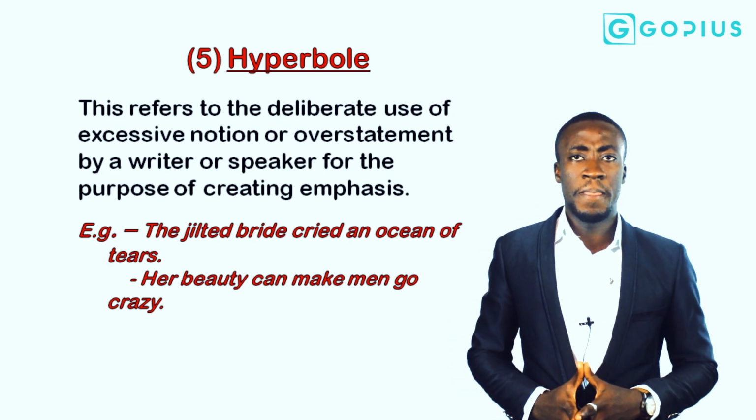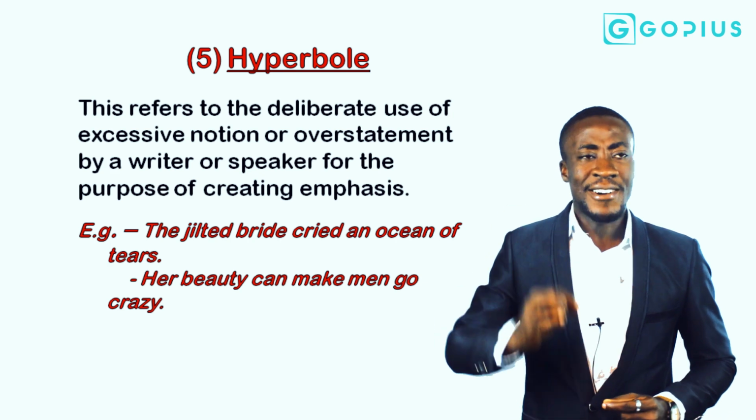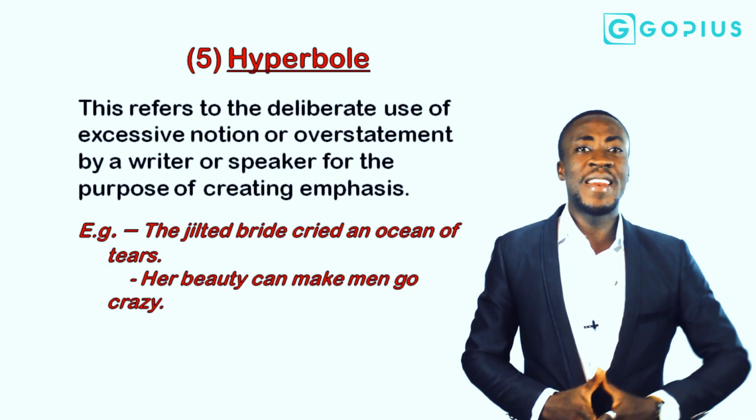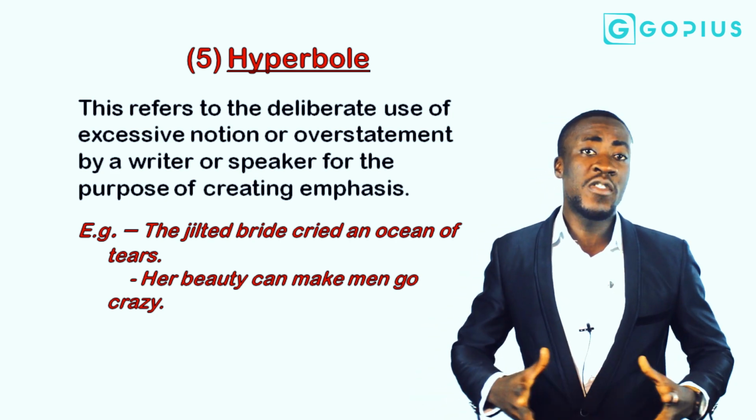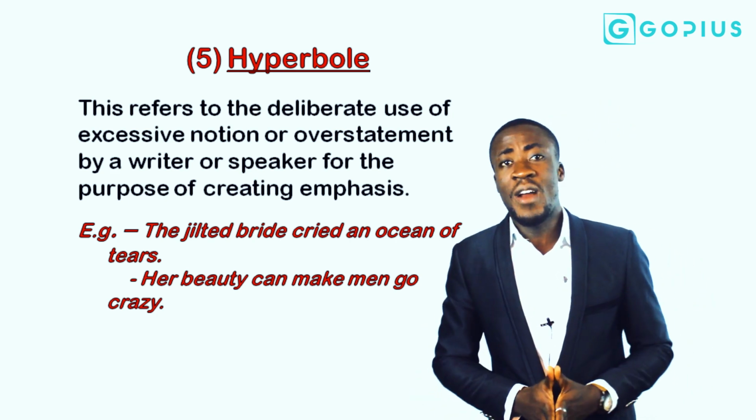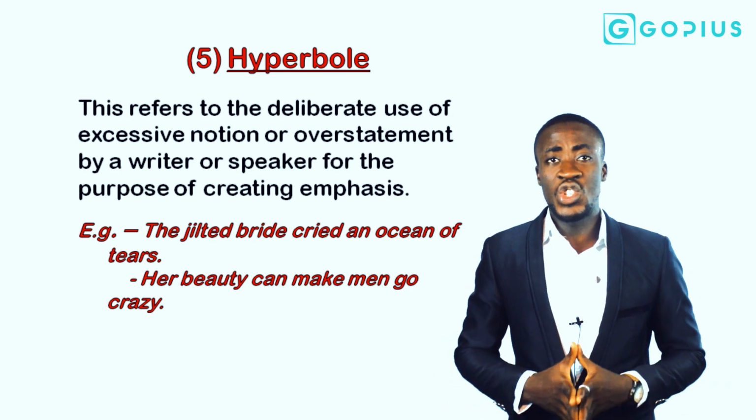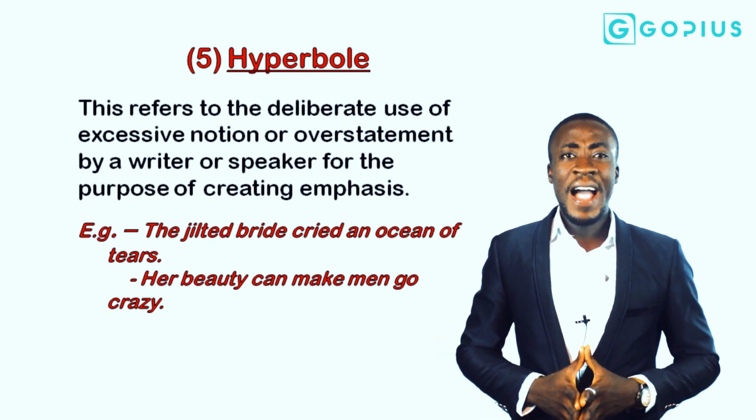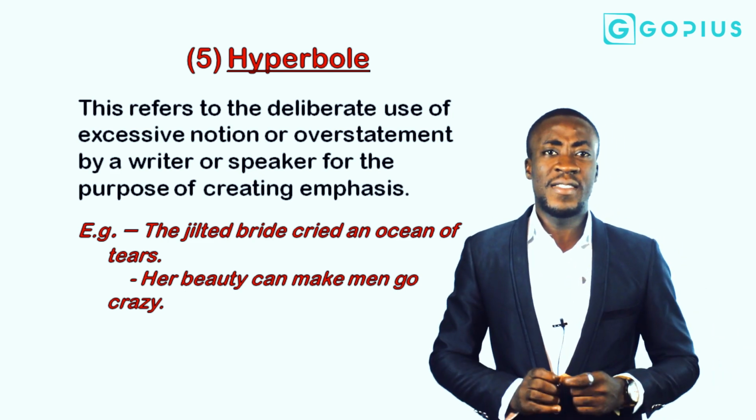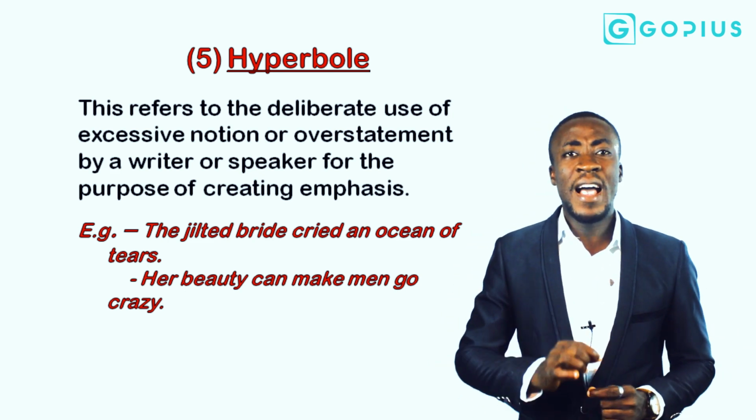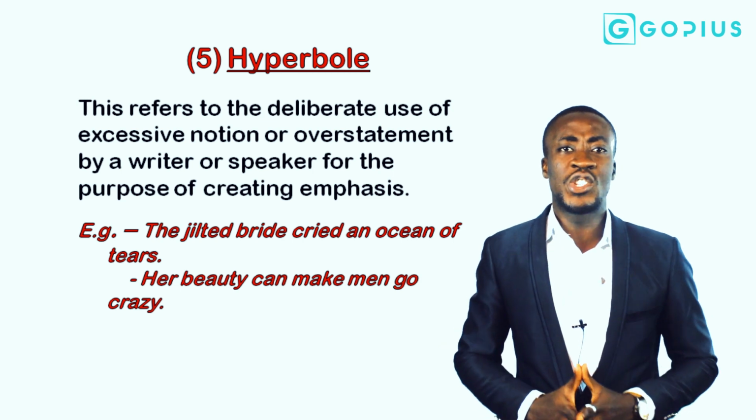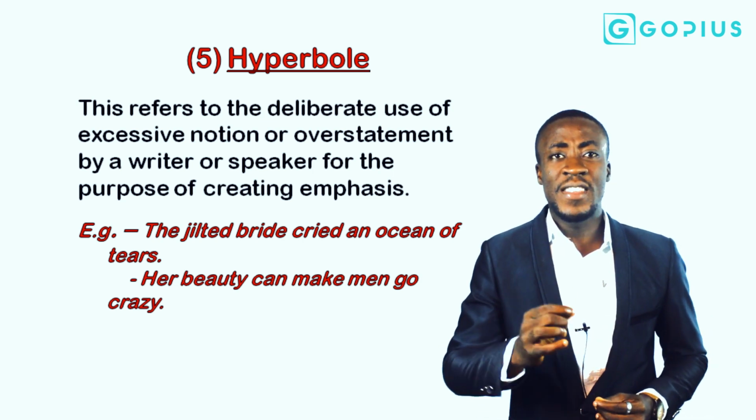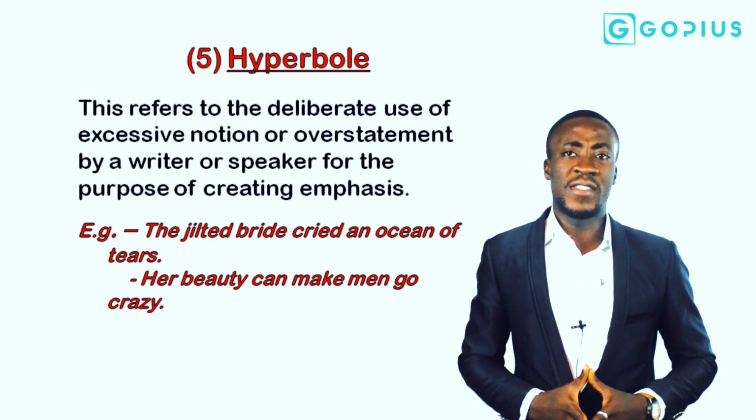The jilted bride cried an ocean of tears. You will agree with me that it may likely be almost impossible for a human being to cry tears up to the level of an ocean. But the poet or the speaker of that remark had to exaggerate the statement in order to emphasize the extent of tears which the jilted bride had cried. The main aim of this statement is to achieve emphasis.